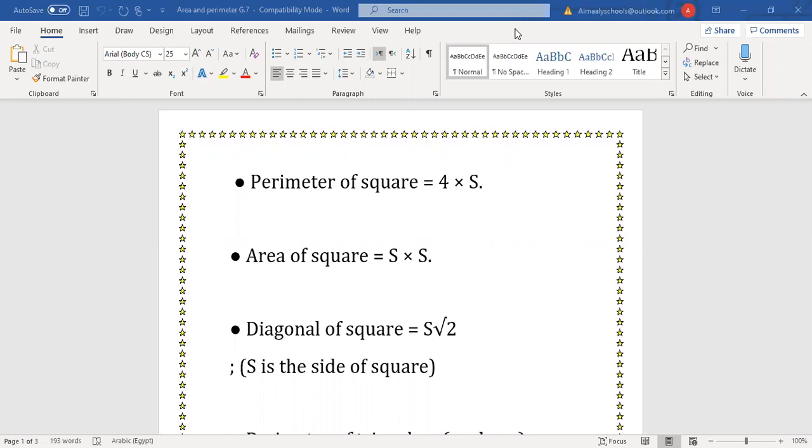Yesterday, we talked about metric system units and how to convert from a length unit to another one, and how to convert from area units to the other area units. Also, how to convert from the volume units to the other units. Okay.